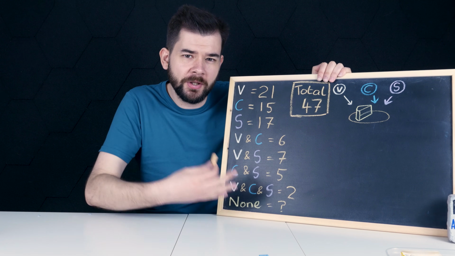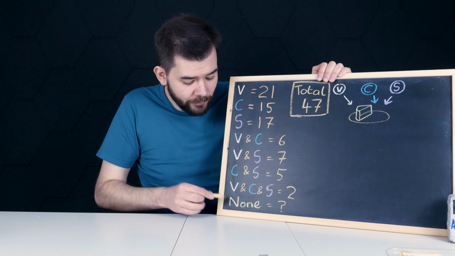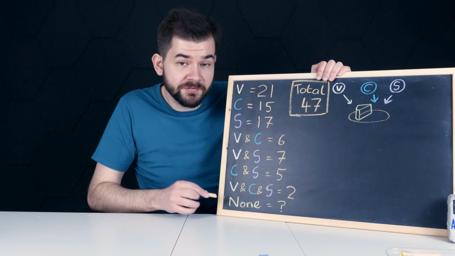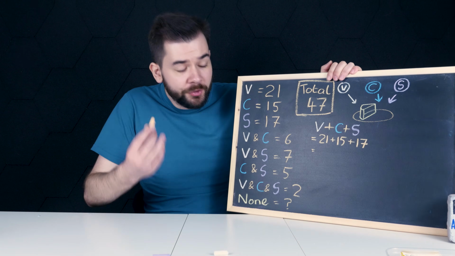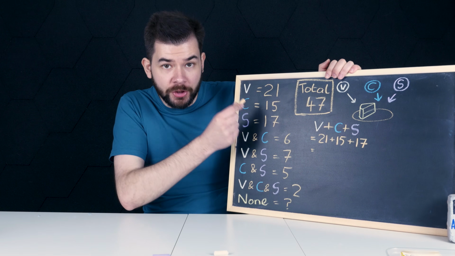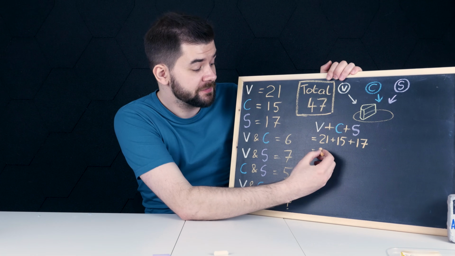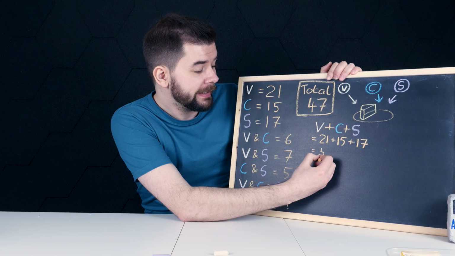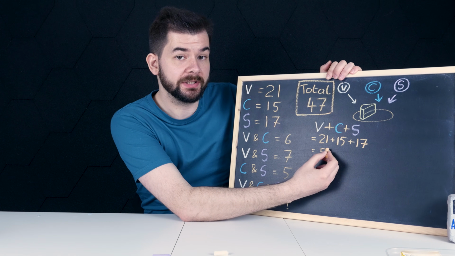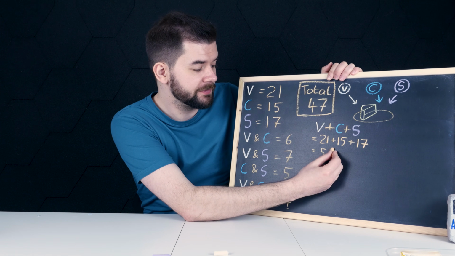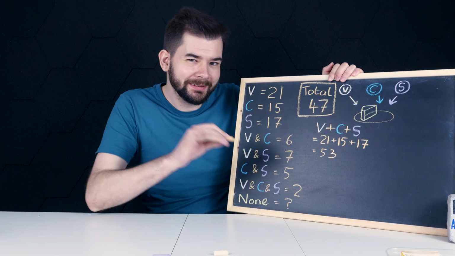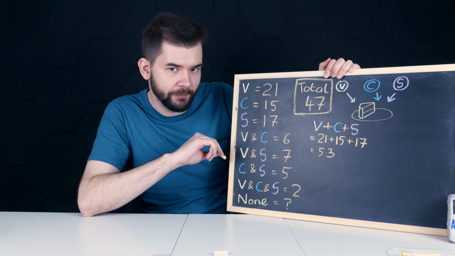So how on earth are we going to untangle all of this in order to get the number of desserts with no ice cream? Well, we could start by adding the vanillas to the chocolates to the strawberries, and this gives us 53. Already, we can see that we've overcounted because there are only 47 desserts in total. But let's look at how we've overcounted.